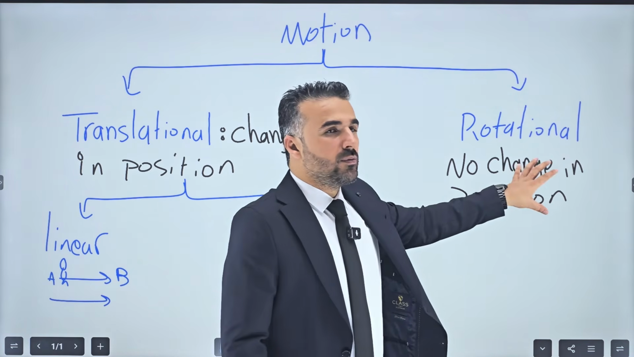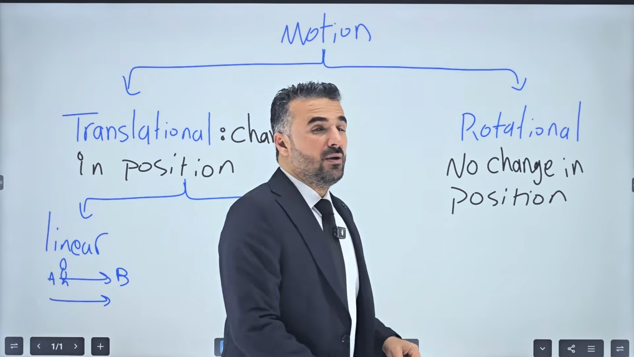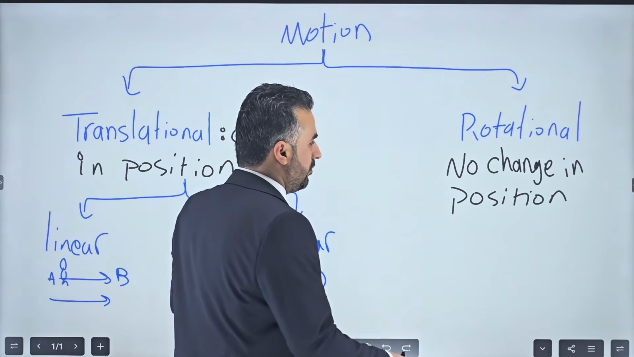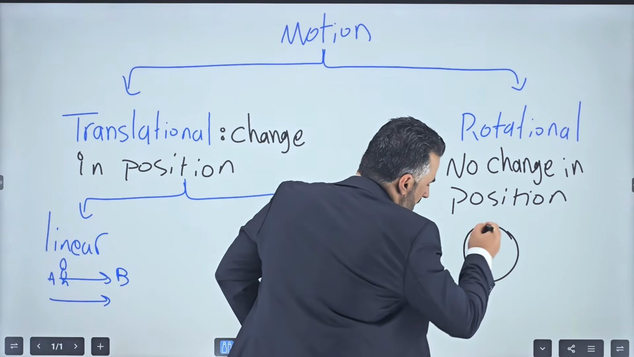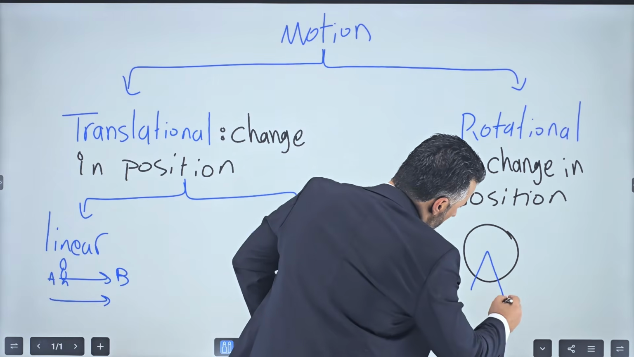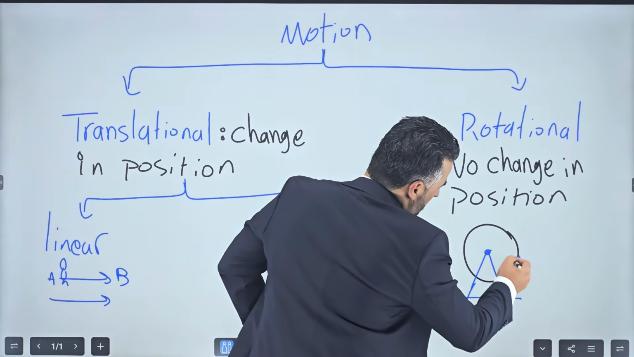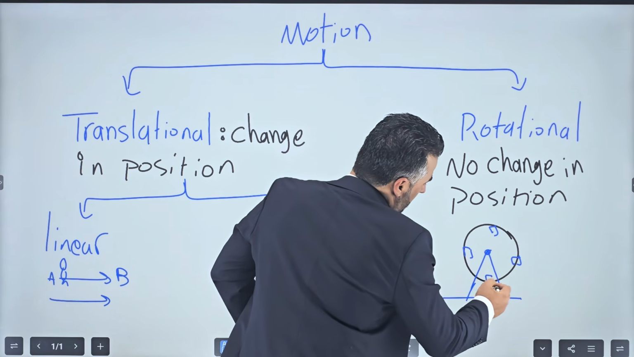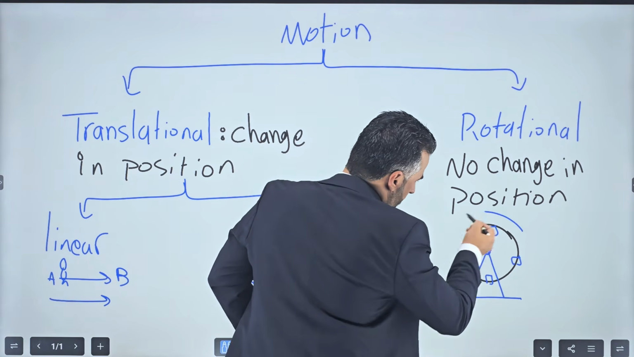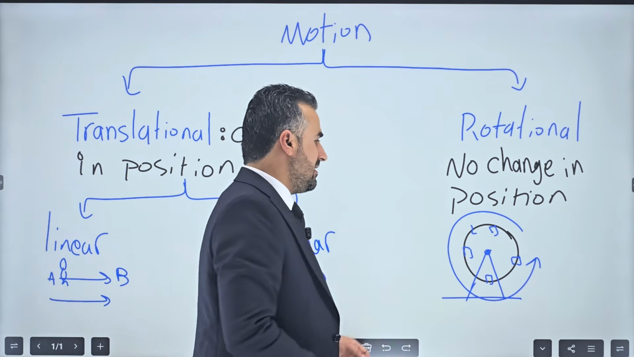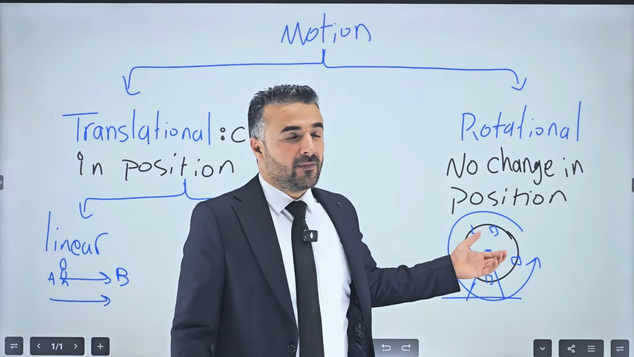But what about rotation? We said there is no change in position or location. So what exactly happens here? Consider having a Ferris wheel. Let's say this is the axis of rotation, and these are the seats of the Ferris wheel. You can see that when this Ferris wheel is rotating, the only thing that spins is the wheel.